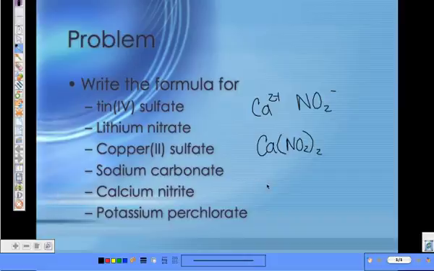Okay, and then potassium perchlorate. So potassium is K plus. What's perchlorate? -1. So how many of each do we need to balance each other out? Just 1. So we'd have KClO4. Yes. Questions on writing the formulas using polyatomic ions here? We'll go to naming some here in a little bit. Okay.